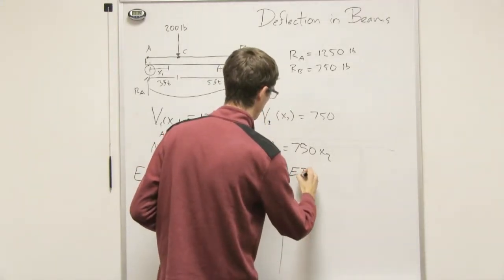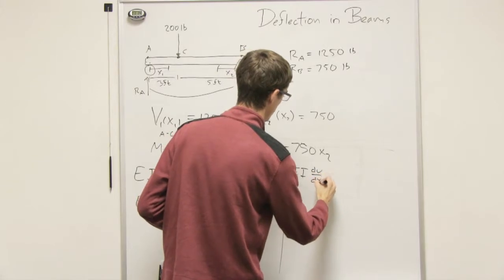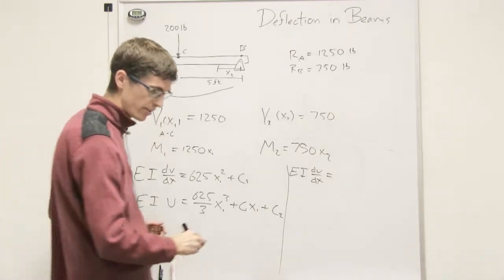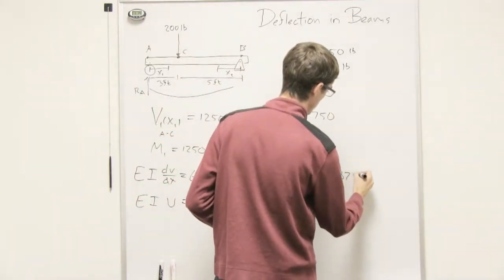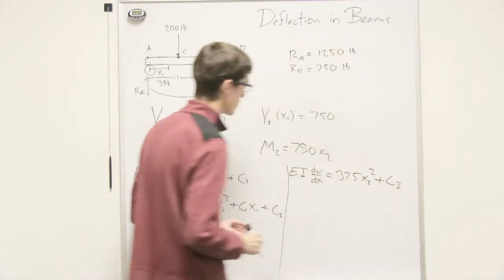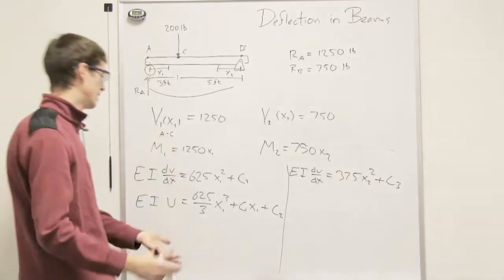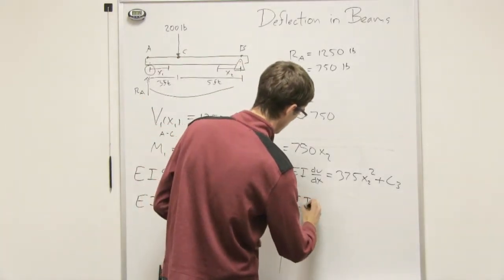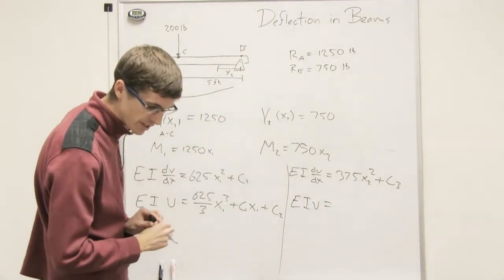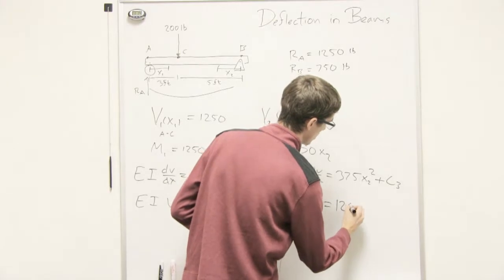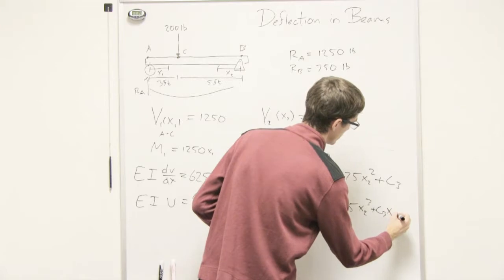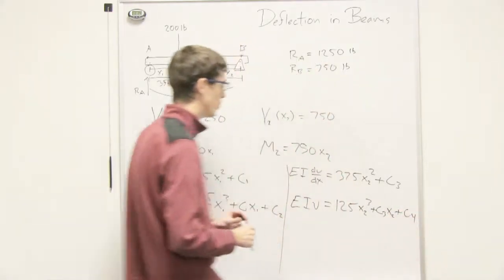So EI times dV dx is equal to, what is it? It's 375 times x2 squared plus, we'll call it c3. Now let's integrate it again. We get E times I times V is equal to, I think it's 125 times x2 to the third plus c3 x2 plus, we'll call it c4.